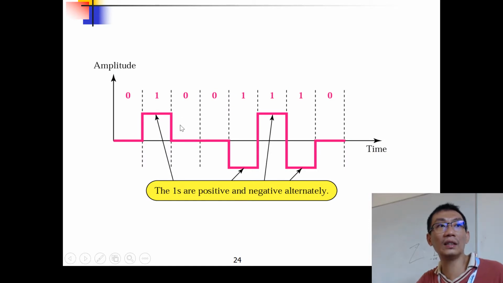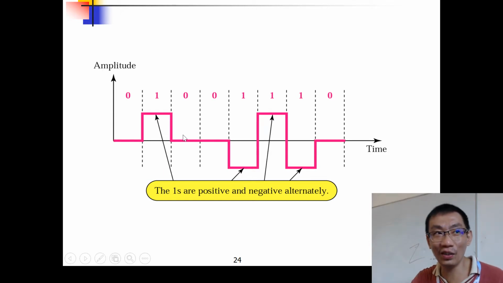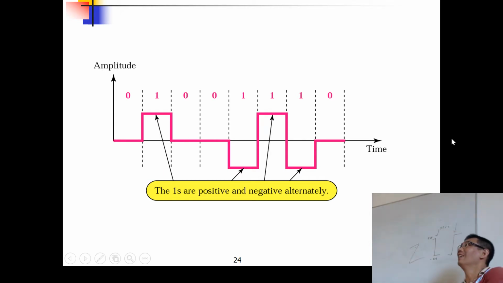So if it's 1, it is either positive or negative. If 1 is followed by 0, then it will be 0 volt. If it's 1, 1, 1, then it will swing from positive to negative and negative to positive. If it's 0, you go back to 0. But what happens if it is all 0? Then you have a problem, it will be a straight line only. There's some problem with the line code.